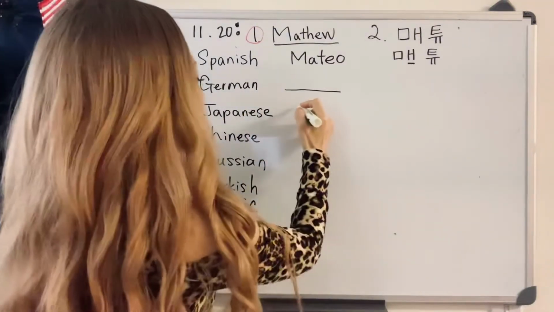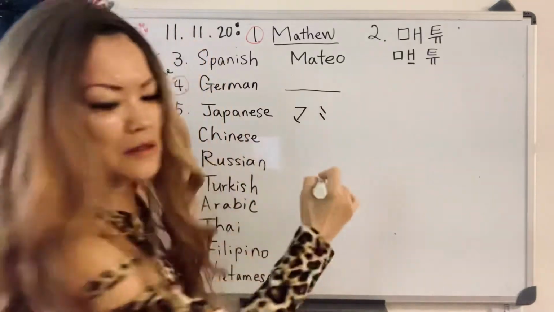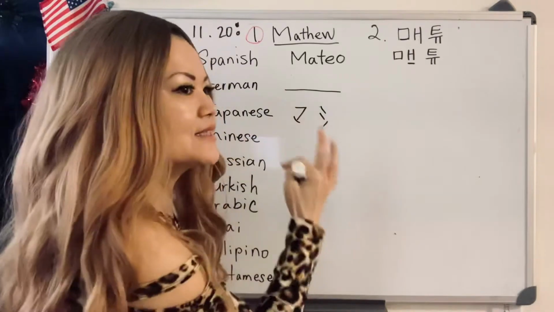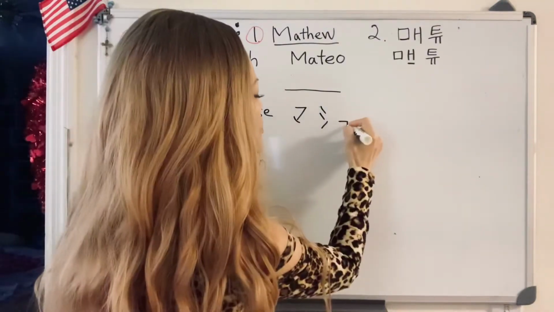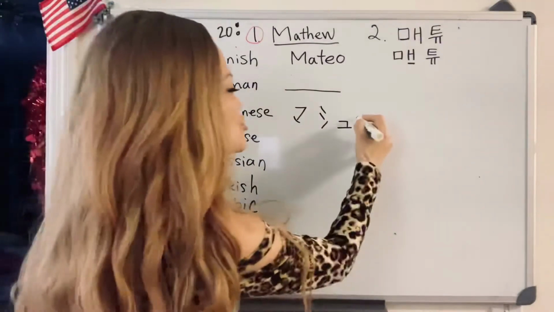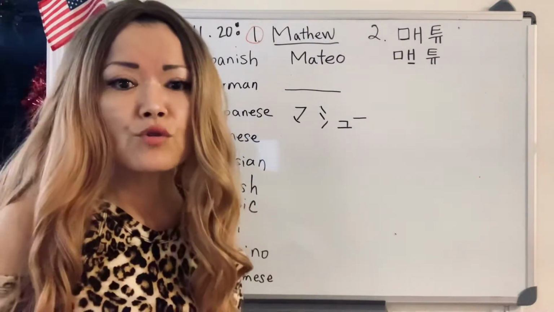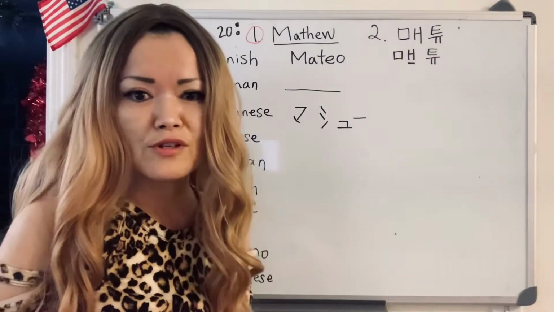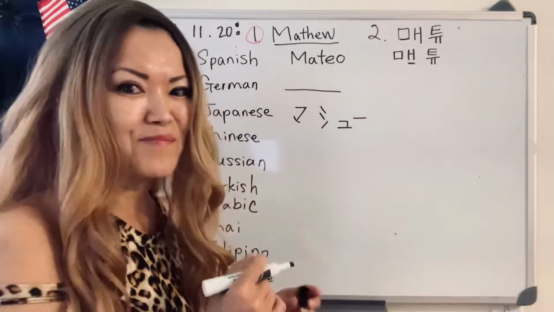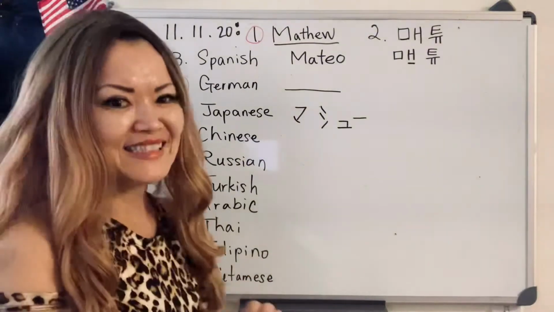So, ma. I think this is a. Yeah, hold it. This is a. Shi. Sa, shi, su, se, so. With you. So, shi, you, and then Mashu. So, Matthew, if you go to Japan, people are going to be calling your name, hey, Mashu. Hey, Mashu. Mashu. Funny, isn't it?